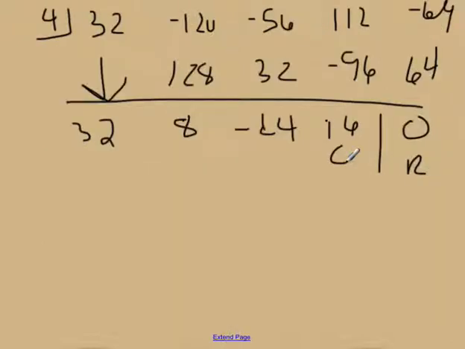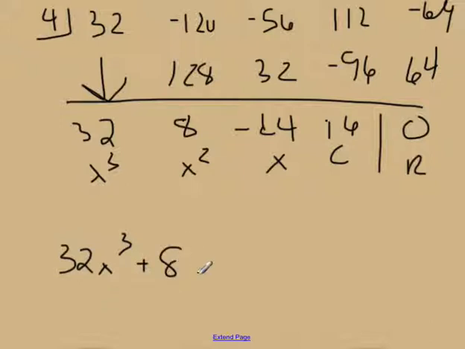And then this is our constant, our x squared, and our x cubed. So we have 32x cubed plus 8x squared minus 24x plus 16. So that's our final answer, and our label is going to be meters.